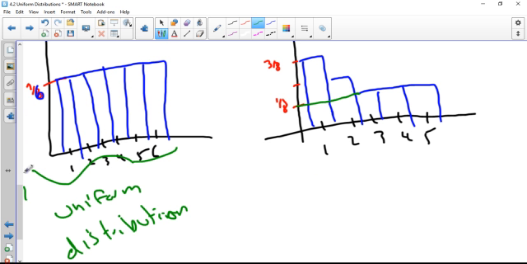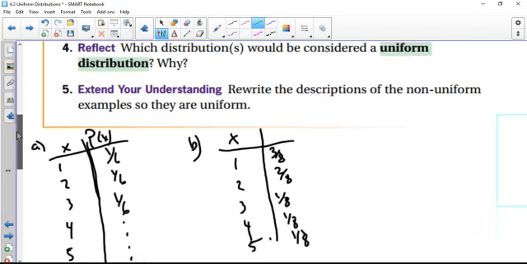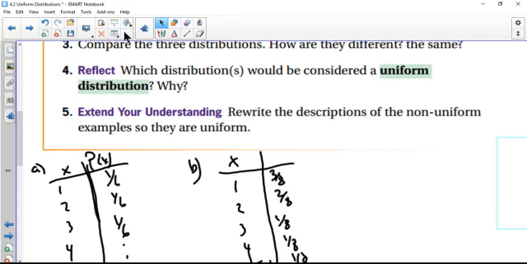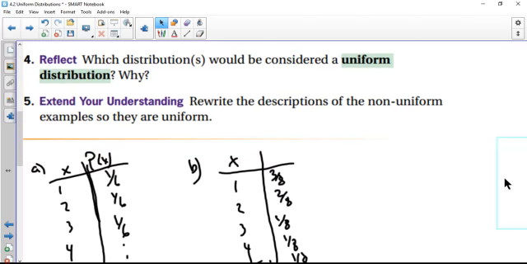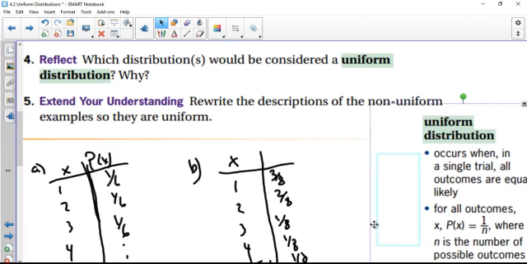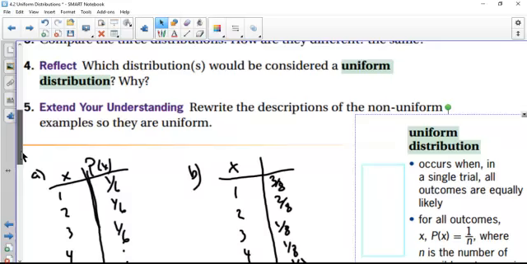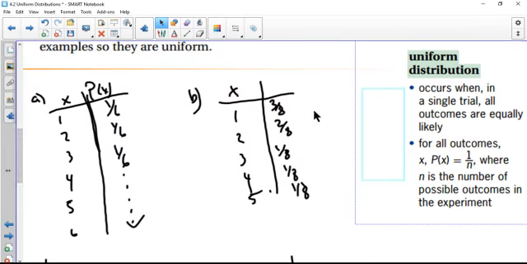So going back up here, pull this out. There you go. A uniform distribution occurs when, in a single trial, all outcomes are equally likely. So, for all outcomes x, p of x is equal to 1 over n, where n is the total number of outcomes.